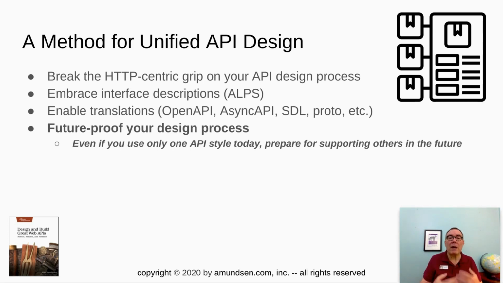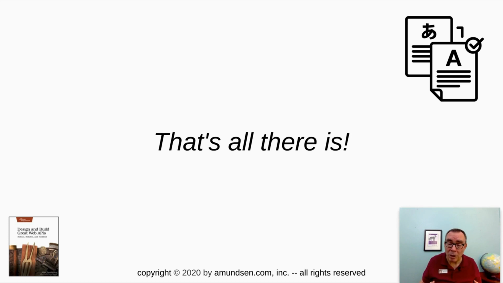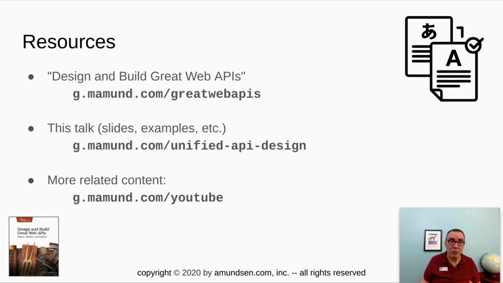In a lot of ways, you can describe things in a much more general way for a much wider audience. I don't need to understand HTTP in order to understand your design description. I only need to understand HTTP if it's important to my implementation detail. So future-proof your designs, enable translations, embrace the interface, and break that HTTP-centric grip on your current APIs. And that's really all there is to it. And like anything else, you can do this in a step-by-step, incremental sort of way. You don't have to go all in one day. You can start experimenting today. Start looking at the tools, start looking at the options, and see what you can find.